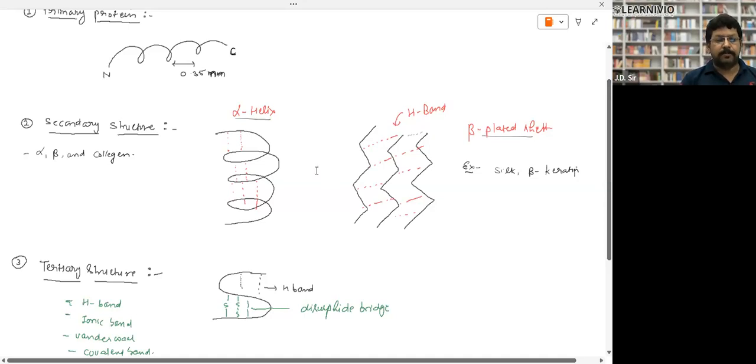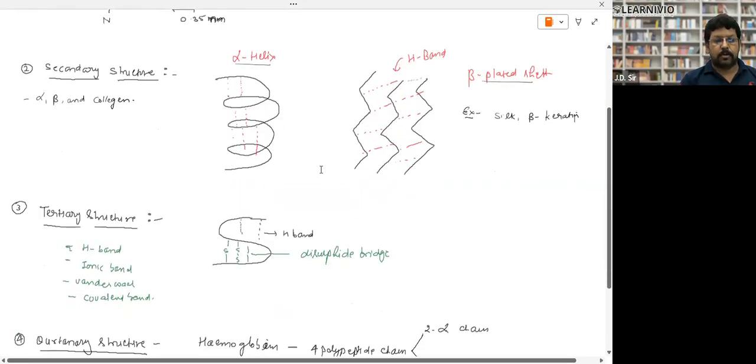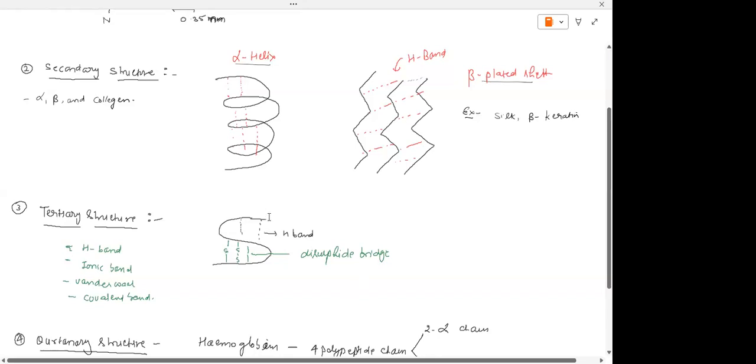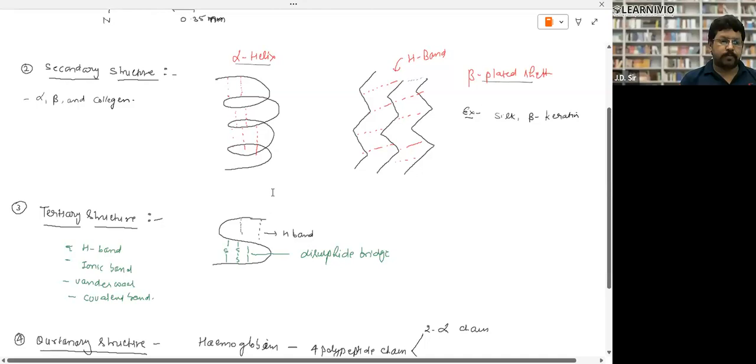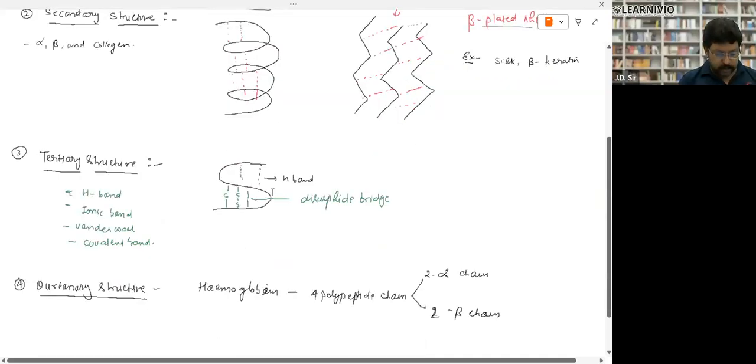Alia, Martin, noted this structure? Hello. Alia, noted this structure or not? Yes, sir. Okay, Martin, what about you? Yes. Okay, so come to the tertiary structure.